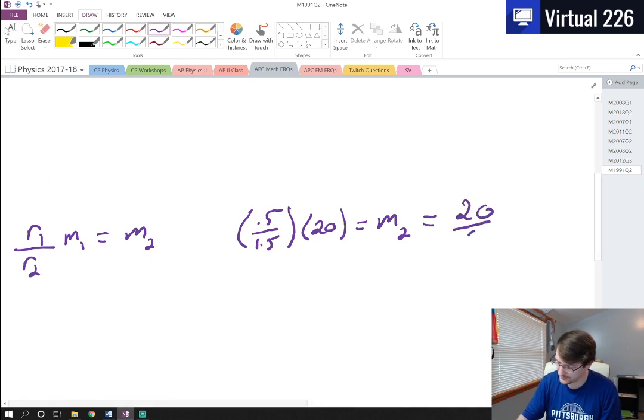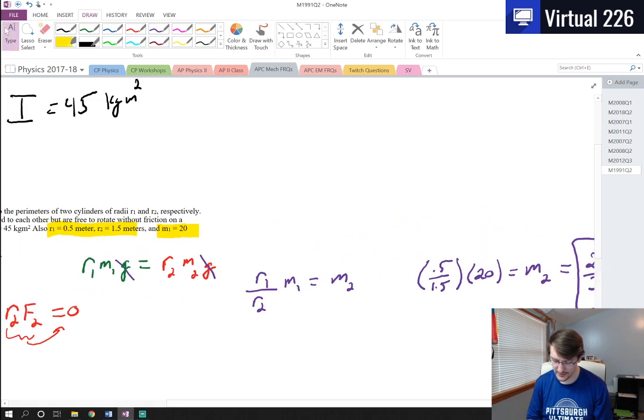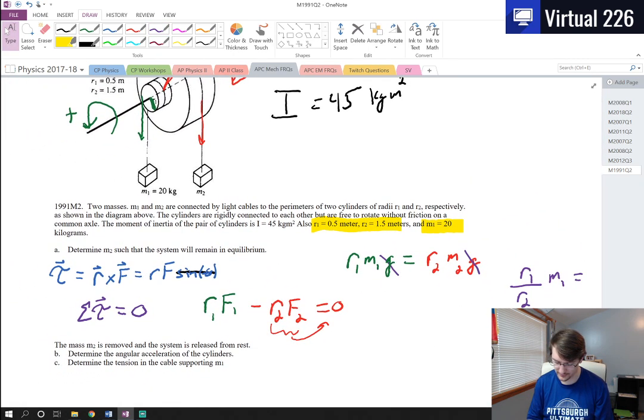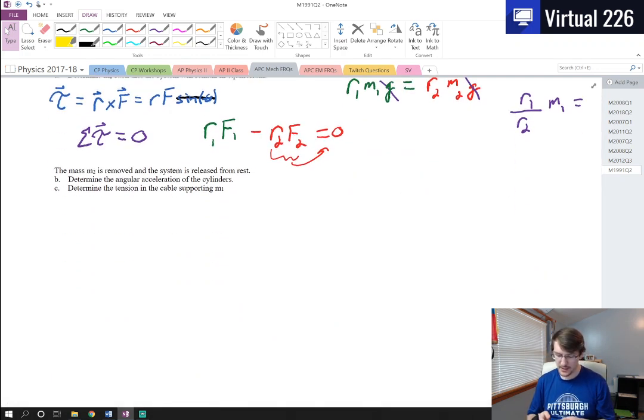So M2 should be something around 20 over 3. It doesn't matter, we can leave it in a fractional form, it's easier. Okay? So that's what we get for M2 there. And it's just the idea of torques, the important thing for us. For the second and third parts, B and C, we're actually going to see that these are interconnected parts of the problem.